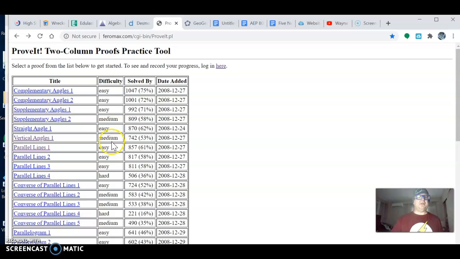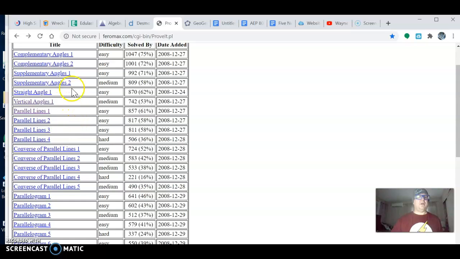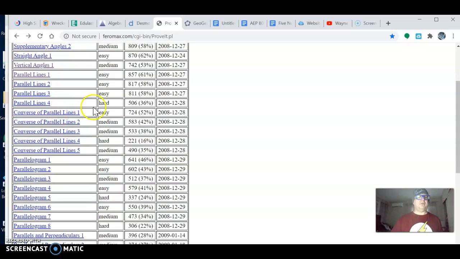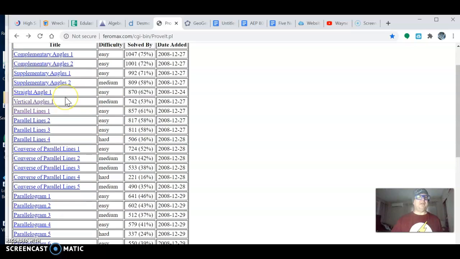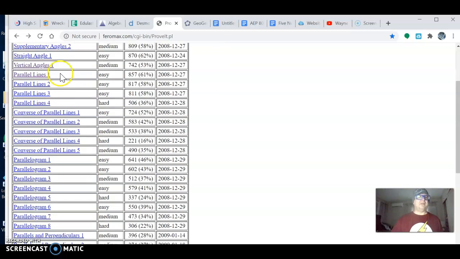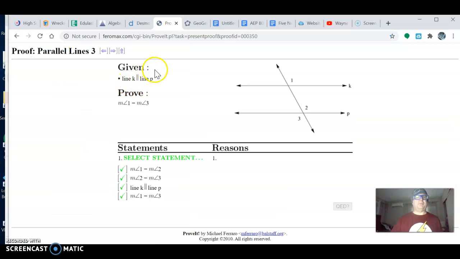So the difficulties here are easy or hard, with the number of people who solved each. Let's do another one. Again, there are levels of difficulty, but it gives students a lot of practice. Here's another parallel line one. Line K is parallel to line P, and we have to prove that the measure of angle 1 equals the measure of angle 3.